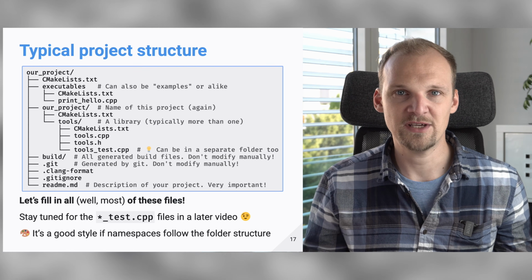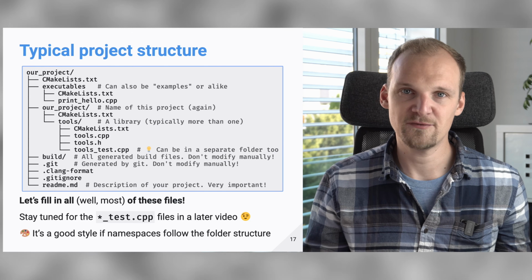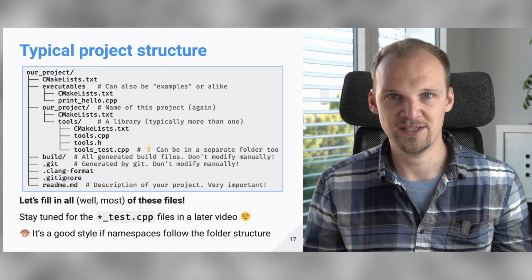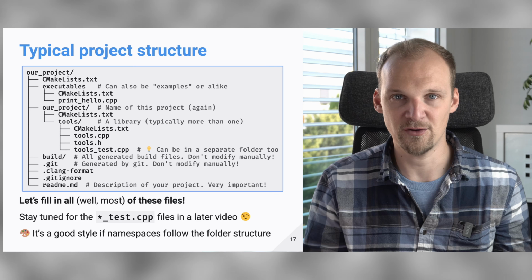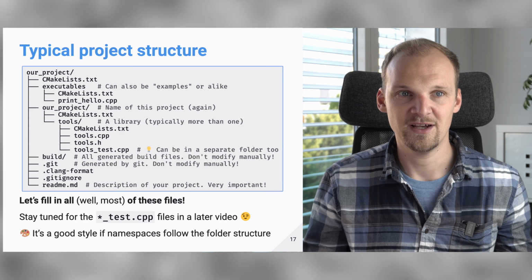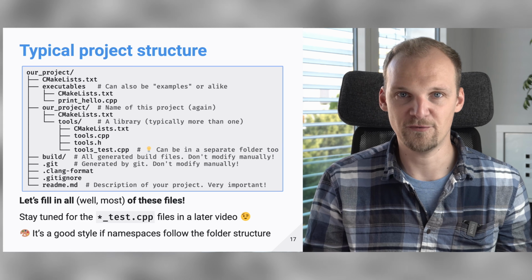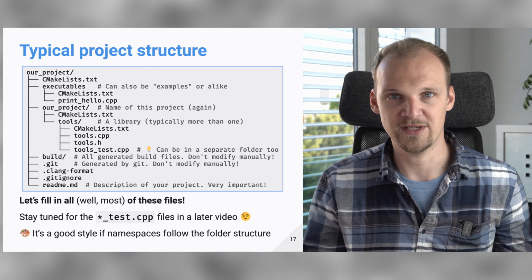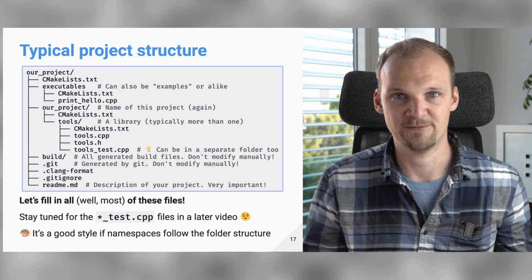Also, I just want to give a small hint here. You can see this folder structure, and it's generally a good idea for the namespaces to follow exactly the folder structure. That's the way to minimize the possibility of name collision for your variables and functions and whatnot.